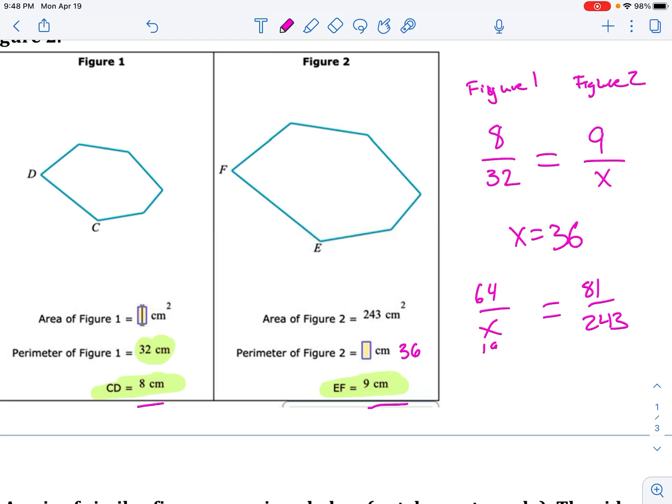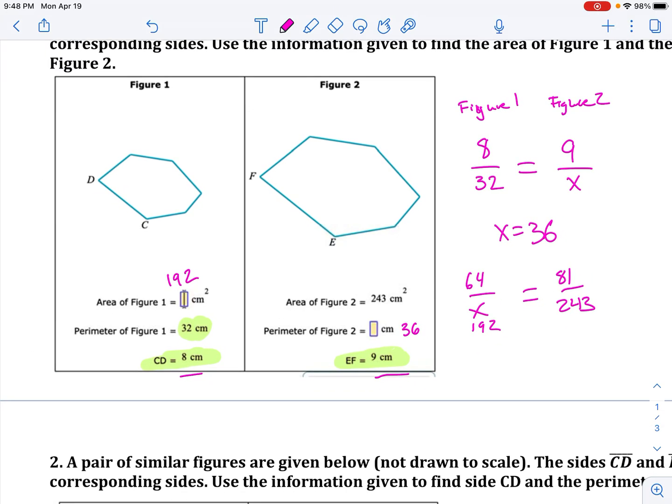I got 192. So this one would be 192. And that's it for the first one.